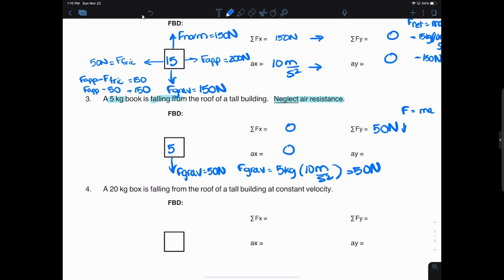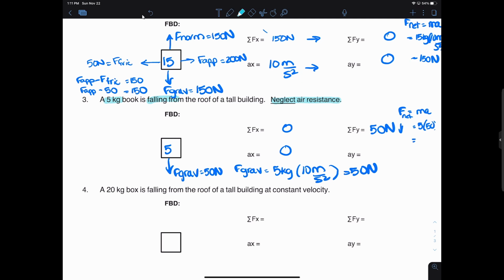So F equals m times a. So it's going to be 5 times 50. No, that's wrong. We have acceleration equals F net over m because we're trying to solve for acceleration. So a equals 50 newtons divided by 5 kilograms. So it equals 10 meters per second squared. 10 meters per second squared down.